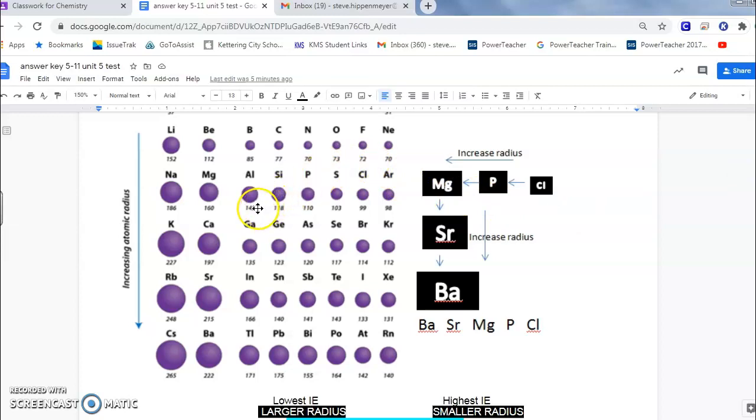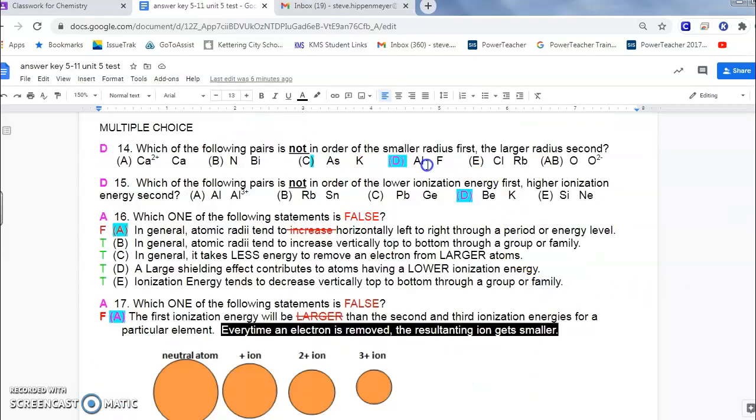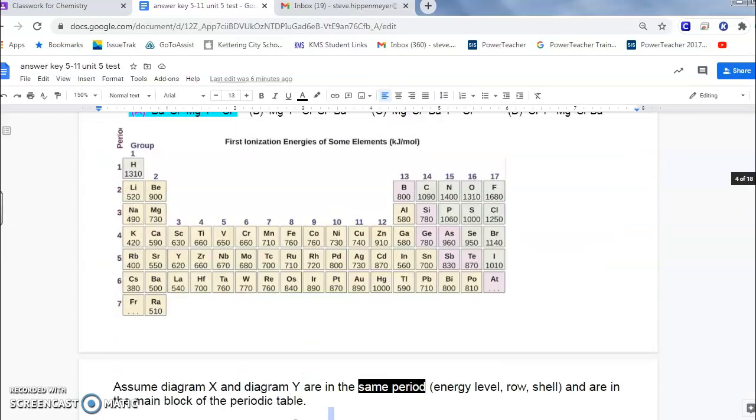Aluminum, 143. Aluminum's over twice as big. So this is out of order. Fluorine should be first on the list. Chlorine and rubidium. Let's take a look at chlorine and rubidium to make sure we have these right.